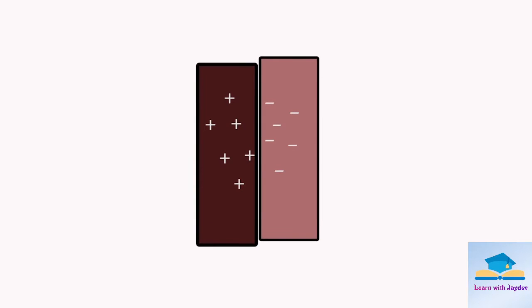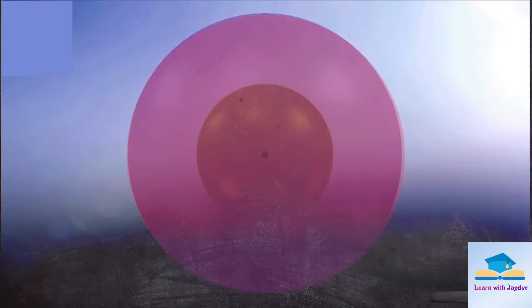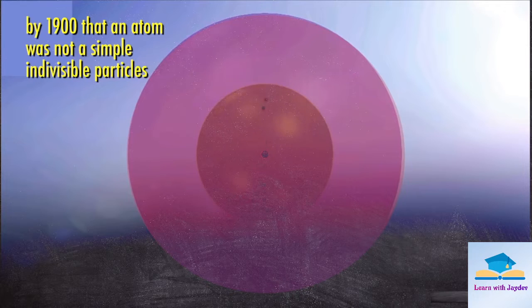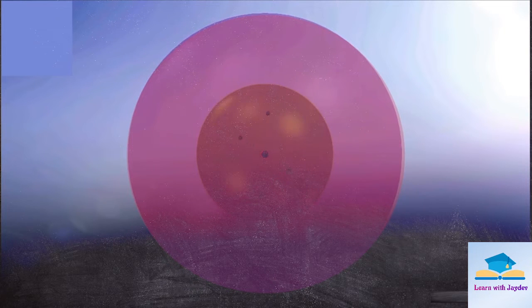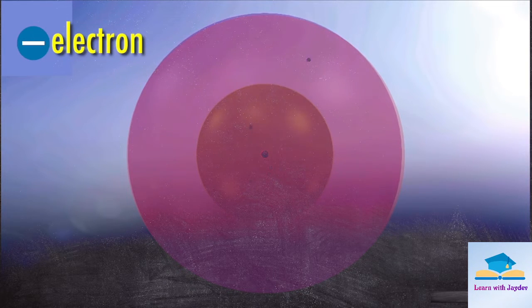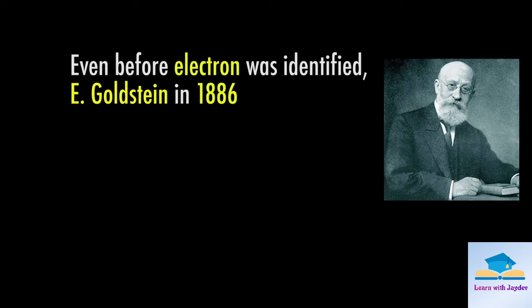Where does this charge come from? This question can be answered by knowing that an atom is divisible and consists of charged particles. It was known by 1900 that an atom was not a simple indivisible particle, but contained at least one subatomic particle, the electron, identified by J.J. Thomson.